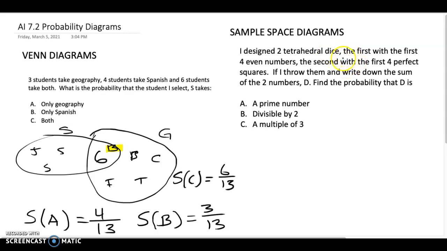And getting an answer, and then the answer needs to meet a certain qualification. So let's read this example. I designed two tetrahedral dice. Tetrahedral dice just means four-sided, tetra, like Tetris.